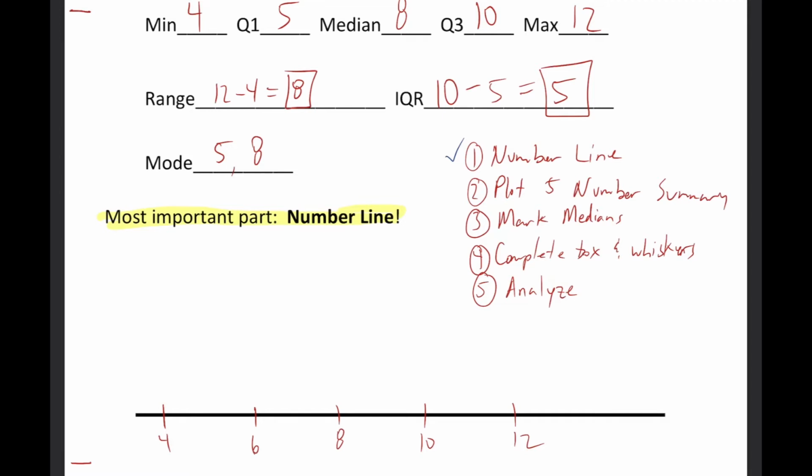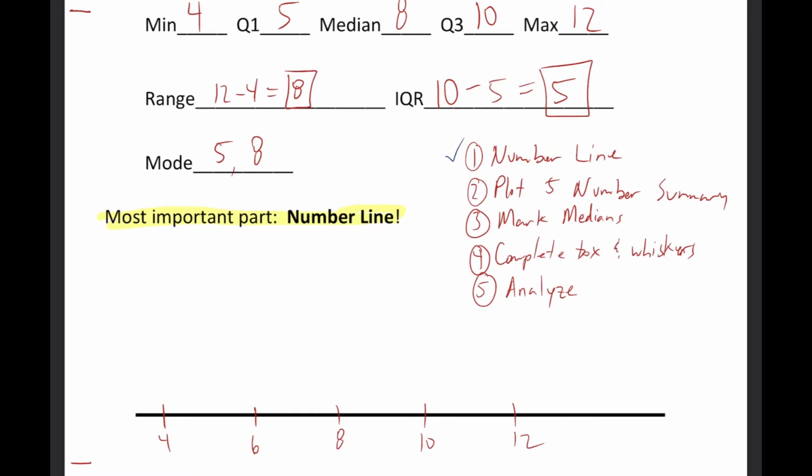I think that's where students try to cut corners and where they start making mistakes. They try to do their number line last. And you can't do your number line last when you've already made your graph. So you need your number line first, then make your graph onto your number line.